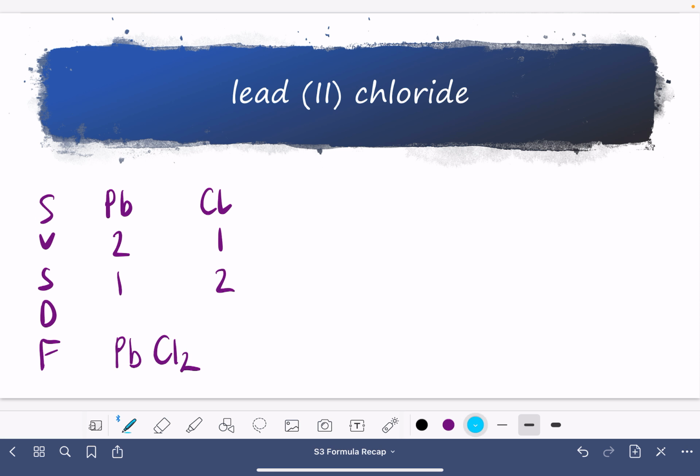And then again, the valency of the lead is going to be 2 positive, and the valency of the chloride is going to be 1 negative, and I've got 2 of those. So Pb 2+ Cl-, all in brackets, 2.